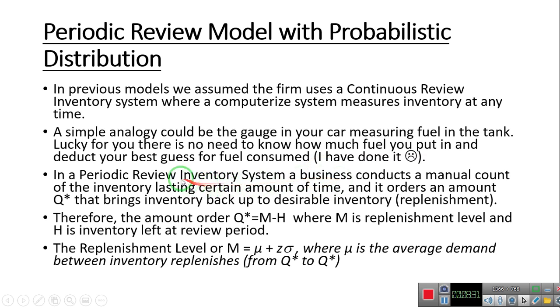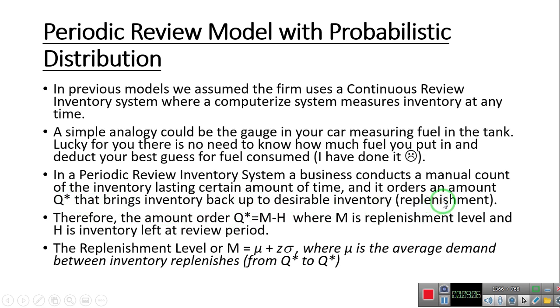So like I said, in a periodic review system, there's actually a manual count of the inventory. And this takes time. This doesn't happen overnight, right? It might take days or weeks, depending on the size of the establishment. Once you run that periodic review and you know exactly how much you have, then you're going to order a Q star that will hopefully bring it up to your desirable level, the level we call replenishment, the max inventory that you like to carry.